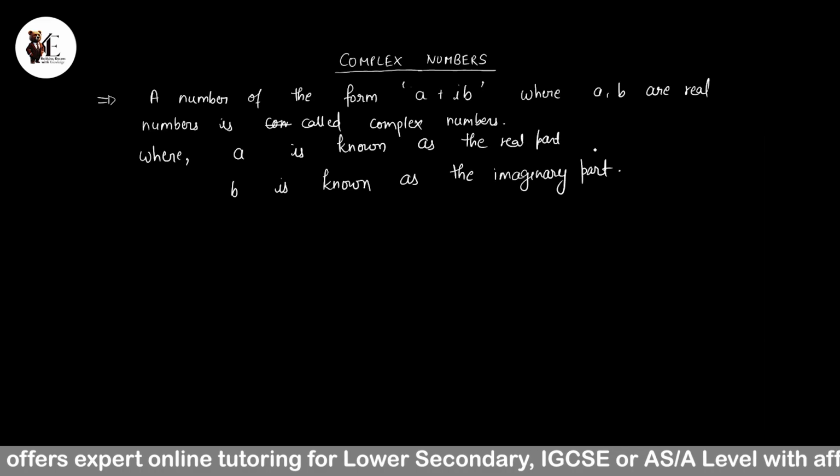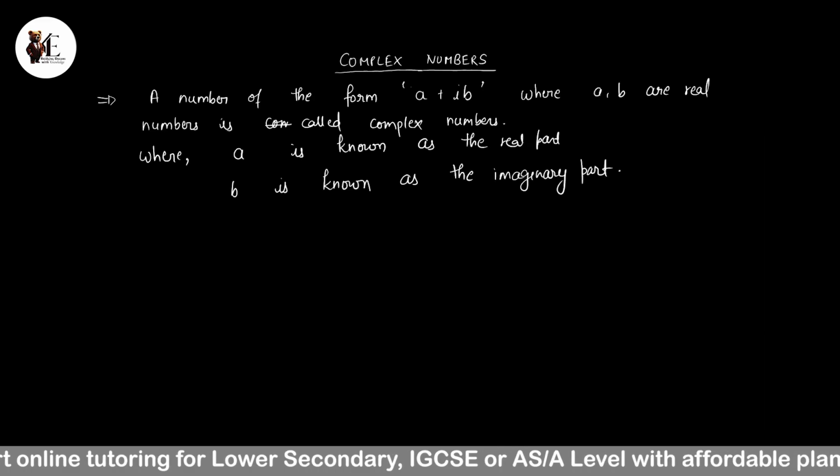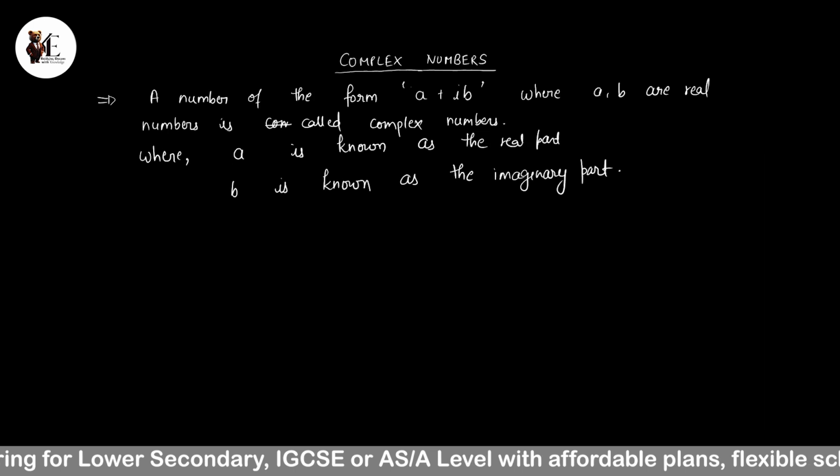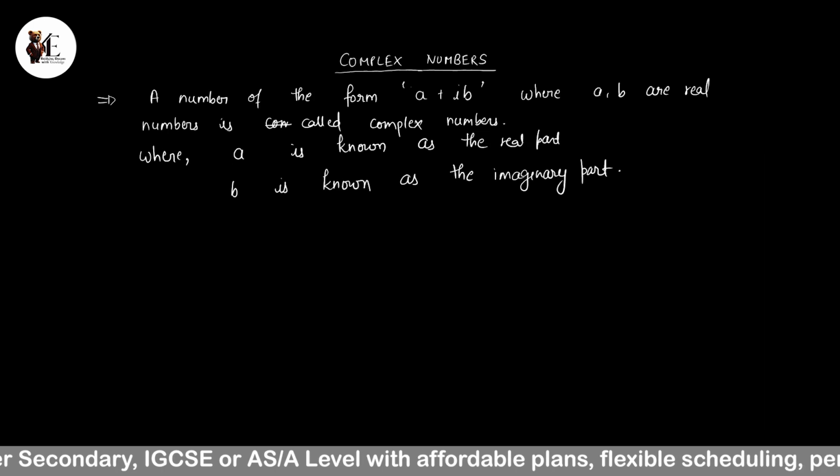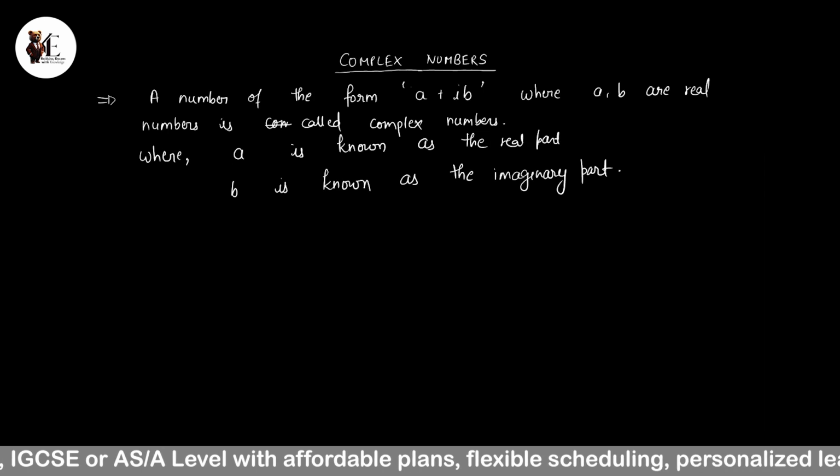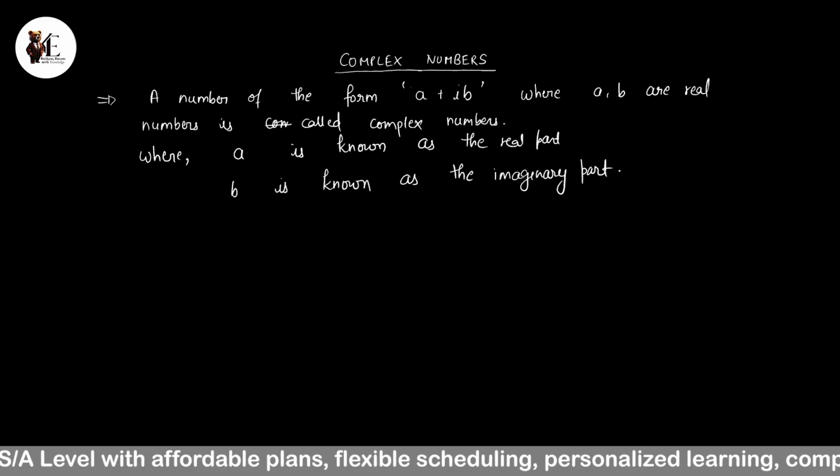So any number of the form a plus ib, where a and b both belong to the real numbers. Such numbers are known as complex numbers. The a is known as the real part and b is known as the imaginary part.